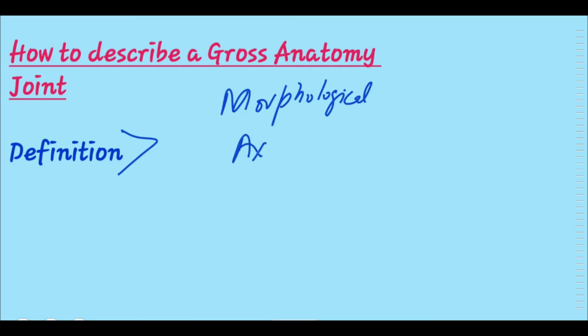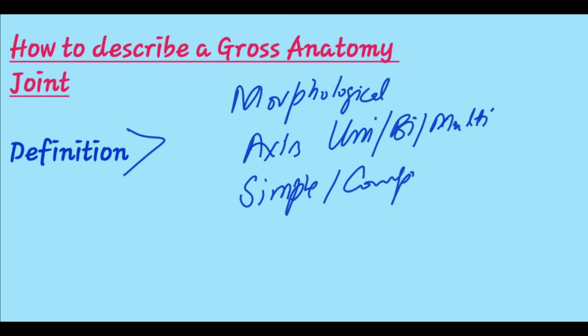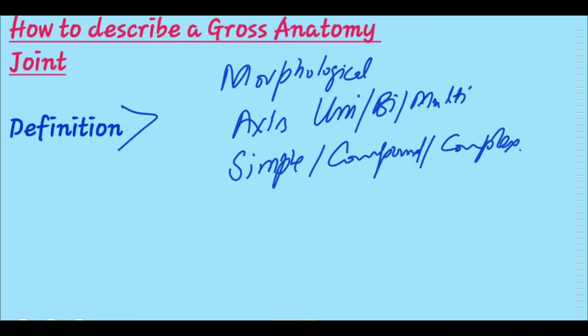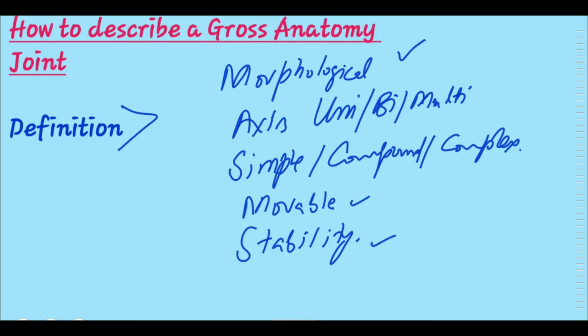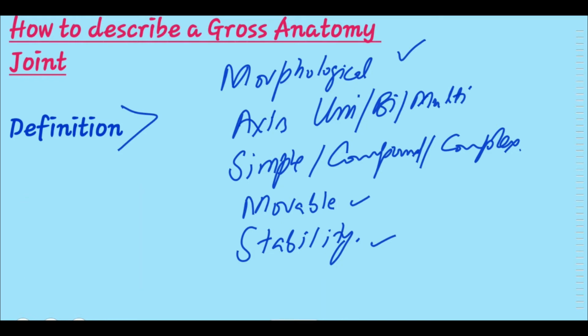We have to decide about the axis. What is the axis of that joint that is being asked? That is uniaxial, biaxial or a multi-axial joint. Then we have to decide, is it a simple joint, a compound joint or a complex joint? Then we have to comment about the movability, how movable the joint is. Then we have to comment upon the stability, how stable the joint is. The answers to all these questions are present in your gross anatomy books, and I will remind you again that this will become the most frequently asked part of the MCQs.